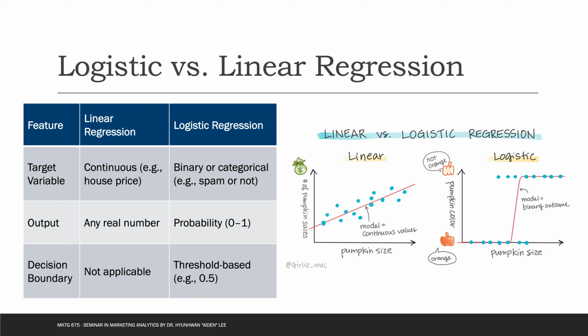On the right, you can see the pumpkin example. For linear regression, the model predicts a continuous value that changes smoothly with pumpkin size. For logistic regression, the model predicts the probability that the pumpkin is orange, and the decision boundary separates orange from not orange based on that probability.